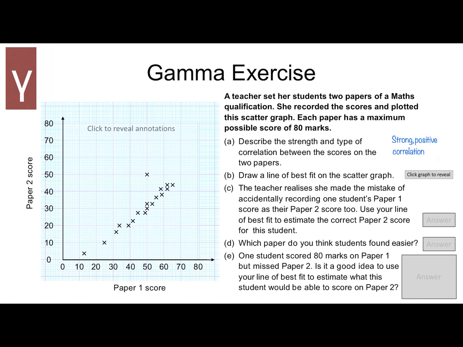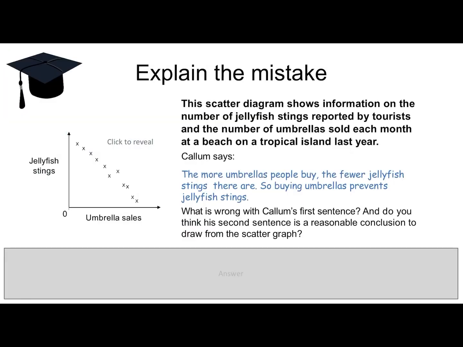Okay, another one, have a go. Okay, line of best fit, something like that. Ignore any outliers. Okay, and there are your answers.